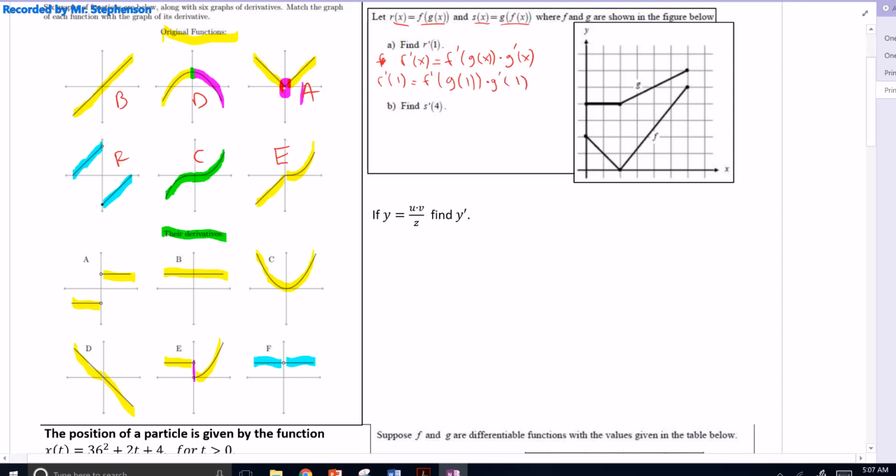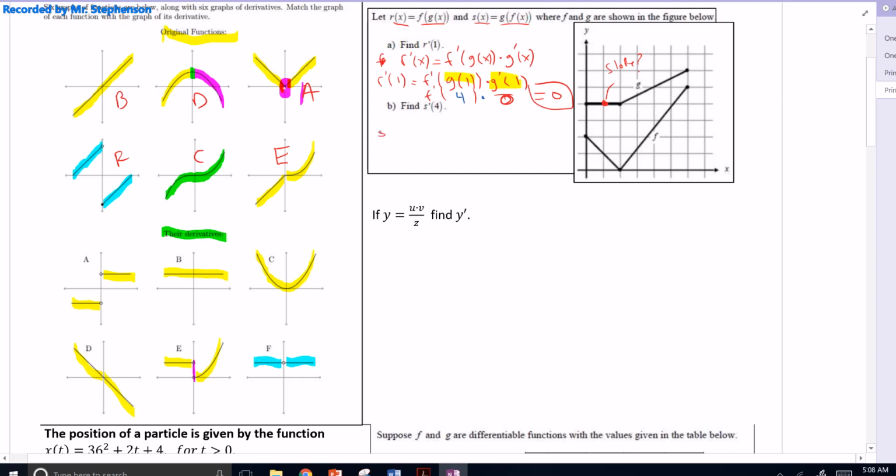And then we're just finding these values, right? I need to find G of 1 and G prime of 1. Let's start with G of 1, right? G of 1 is over here. If I evaluate G at 1, I get 4. So this is F prime of 4 times G prime of 1. Remember, the derivative tells us the slope. So basically I'm asking, what's the slope here? It's a flat line. The slope is 0. So I'm multiplying this whole thing by 0. I'm just going to get 0.